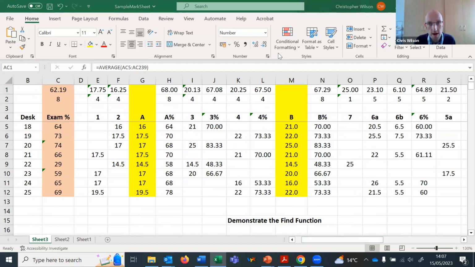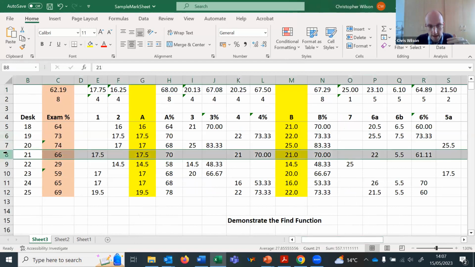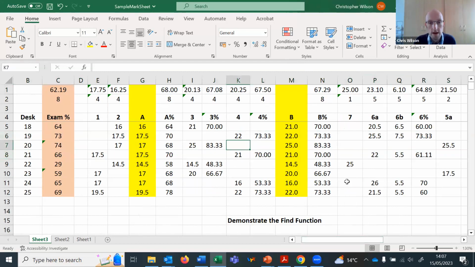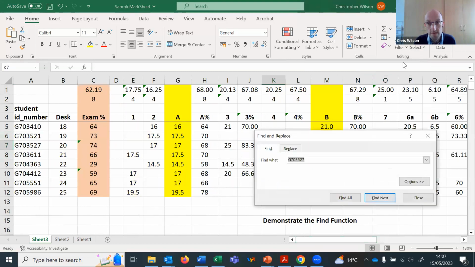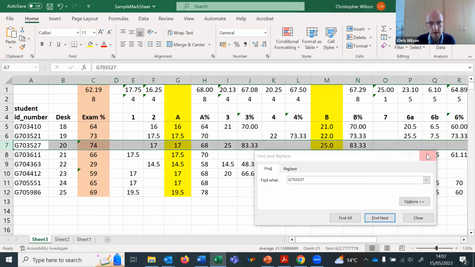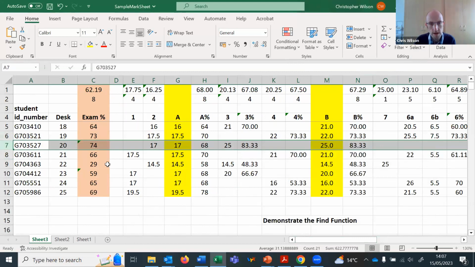Finally, just in case you can't order the scripts in the spreadsheet in a synchronized way, as I mentioned, it might be that you pick up a script and you've got to enter the marks. Well, here you can use this find function. I can type in a particular ID number, and Excel will find that row for me. That's really useful if you've got hundreds of students and you can't synchronize the order.